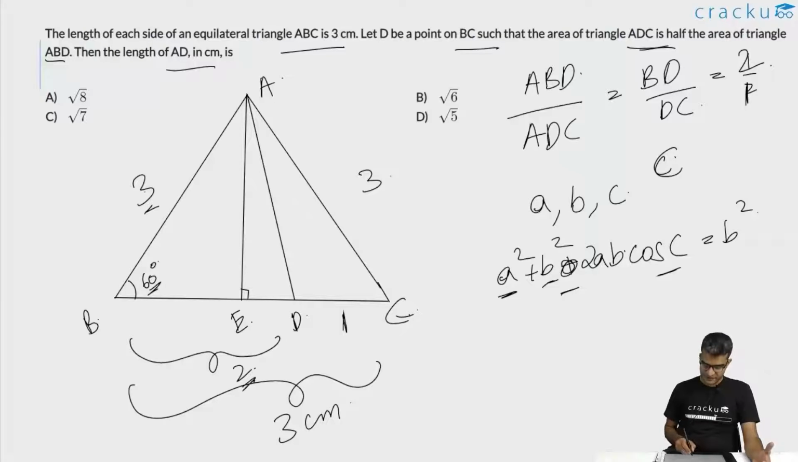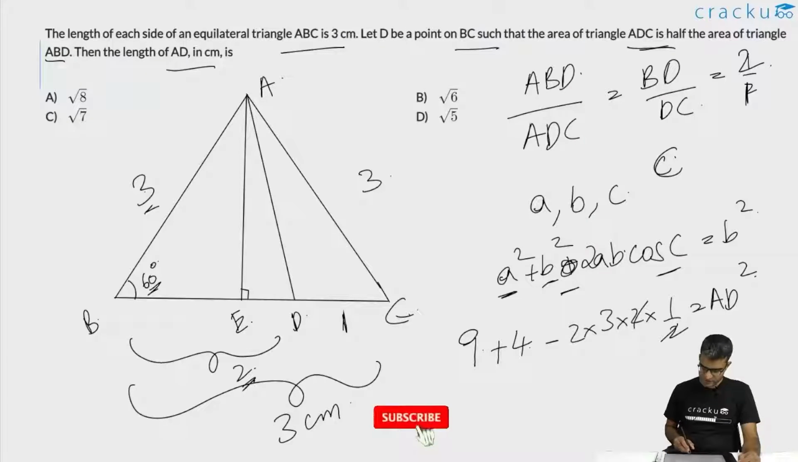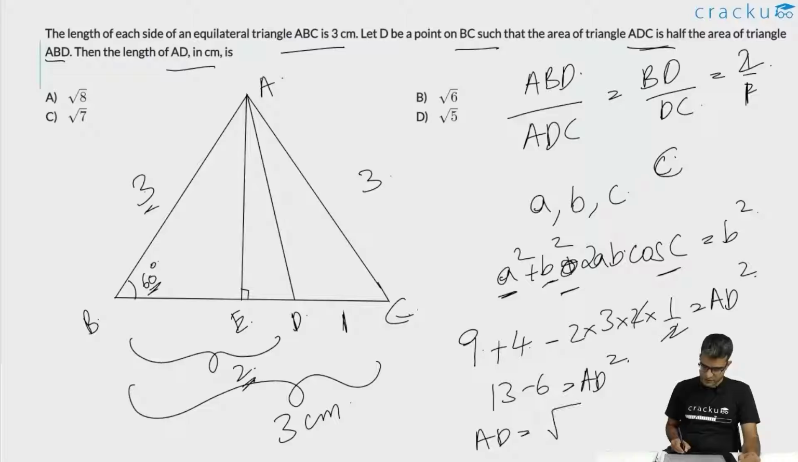So that will mean that 9, which is 3 square, plus 4, which is 2 square, minus 2 times 3 into 2 into cos 60, and cos 60 is equal to half, will be the length of AD square. You can cancel both of these. This is 13 minus 6 is equal to AD square, or the length of AD is equal to square root of 7. So the correct answer is option C.